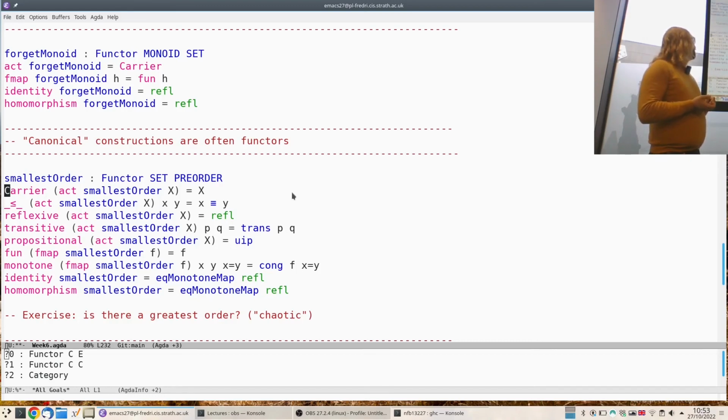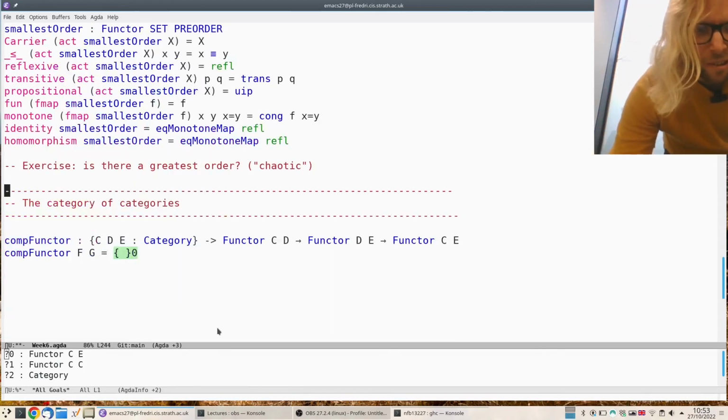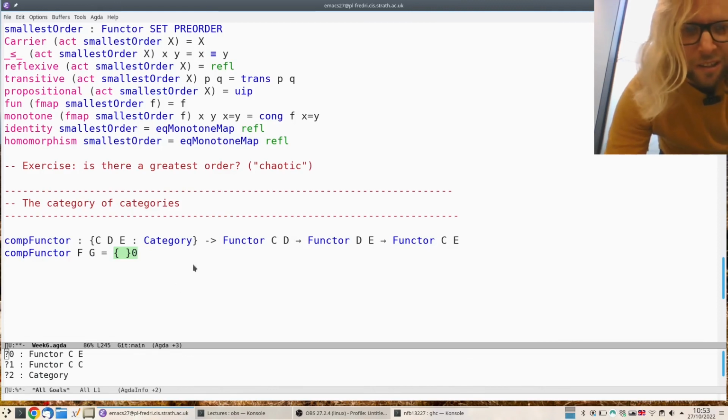And you could ask, is that also going to be a functor? And spoiler alert, it is. But I think that's a good time to stop, and we'll do composition next time and the category of categories.